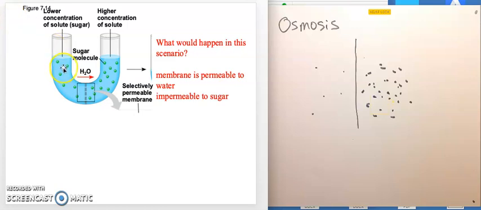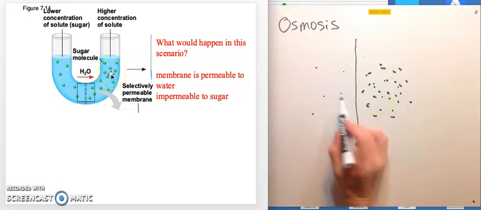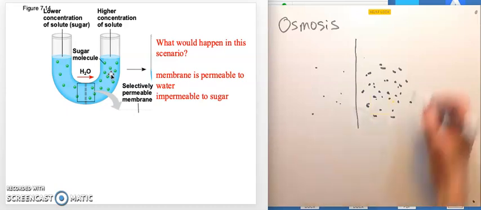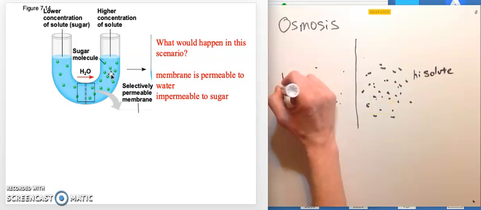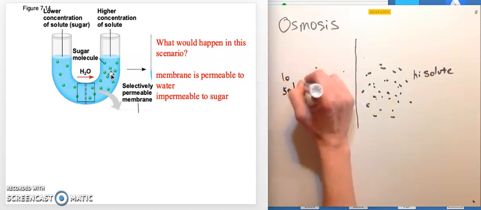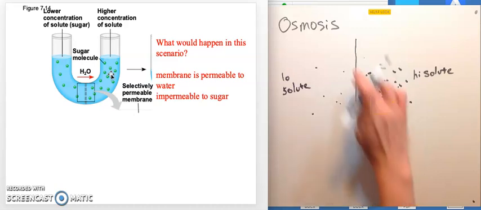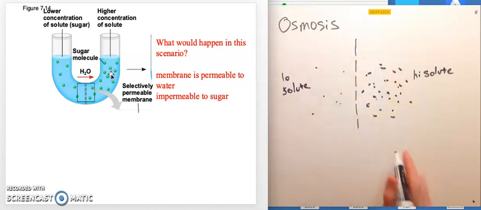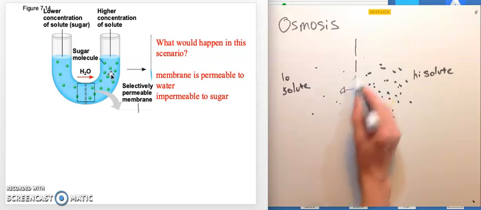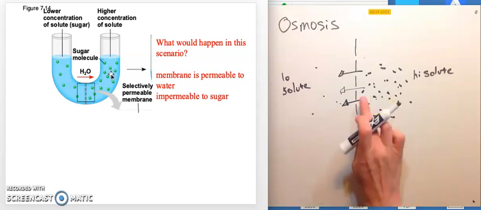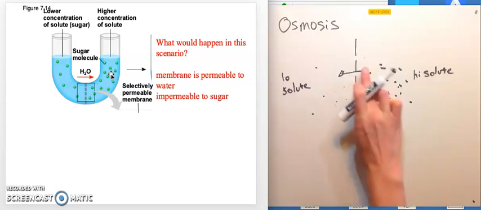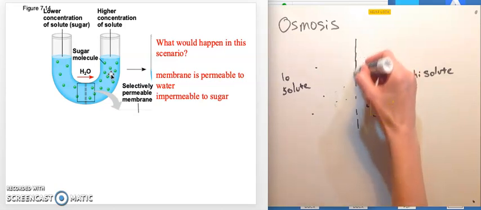So in this image, we have a U-shaped tube that has a low solute concentration on this side and a high solute concentration on this side. And I've kind of drawn the same thing here on the board. So this has a high solute concentration. This has a low solute concentration. Now, if we assume that the membrane were permeable to the solute, if the salt could move, the salt would move from high solute concentration to low solute concentration. That would be diffusion of the solute. But in this case, this membrane is not permeable to the solute. It's only permeable to water.